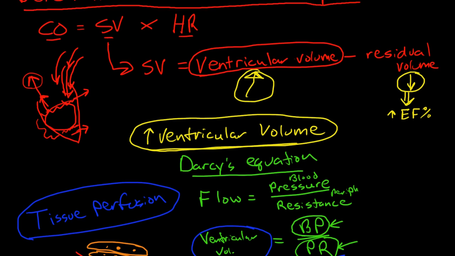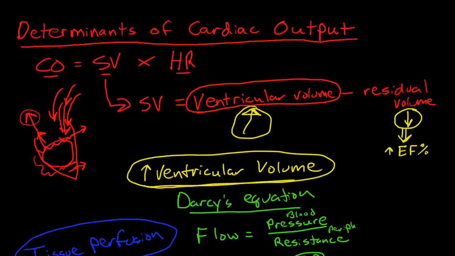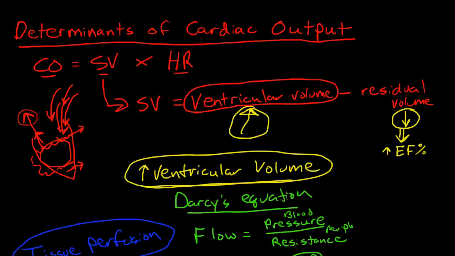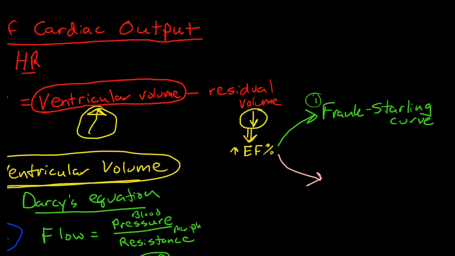Now let's talk about decreasing residual volume, which is akin to increasing ejection fraction. How do we do that? Well, we do that by increasing the contractility of the ventricles. Now this happens naturally. There's two ways that this happens. One is through a process called the Frank-Starling curve. And another is through positive inotropic agents.